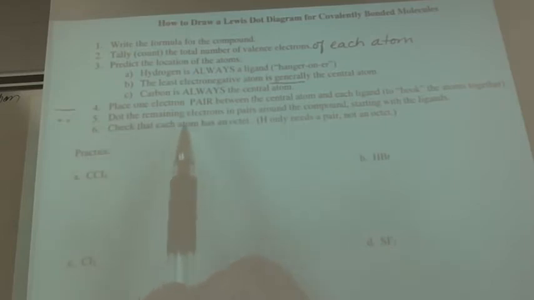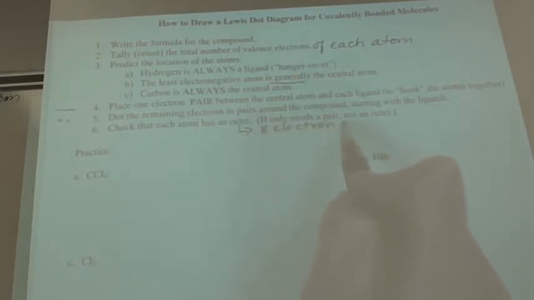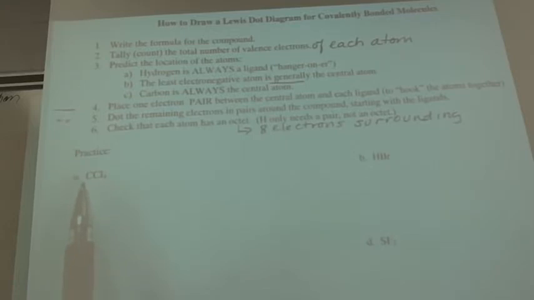Number 6, check that each atom has an octet. What is an octet again? 8 electrons surrounding it. Now that works for everything except for hydrogen. It only needs a duet. What is a duet? 2. Okay. Let's just jump right in here and start with this compound, CCl4.